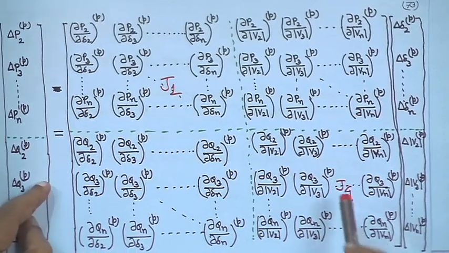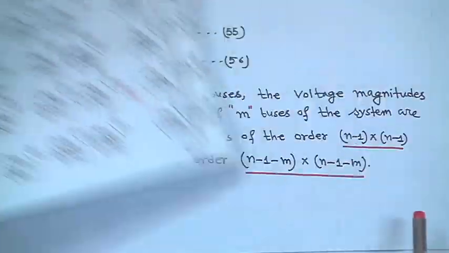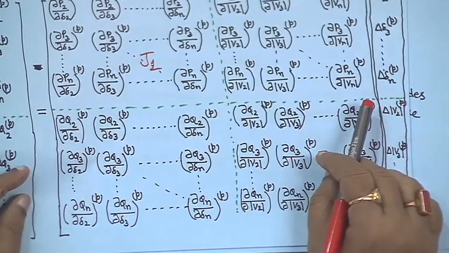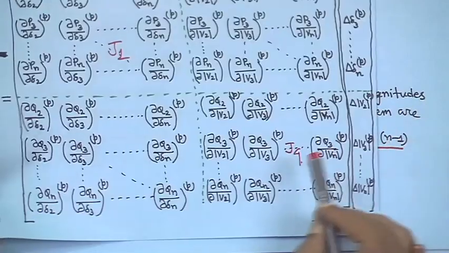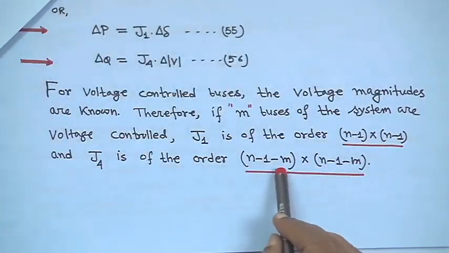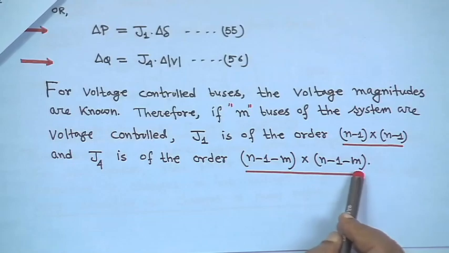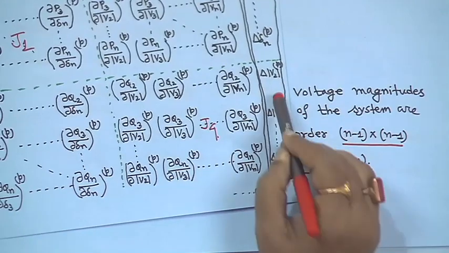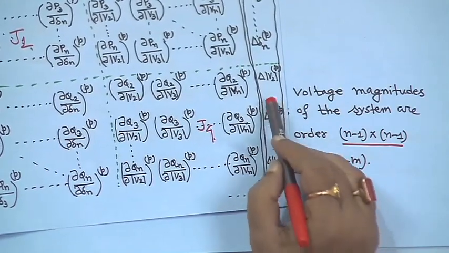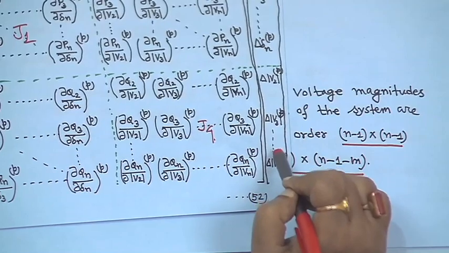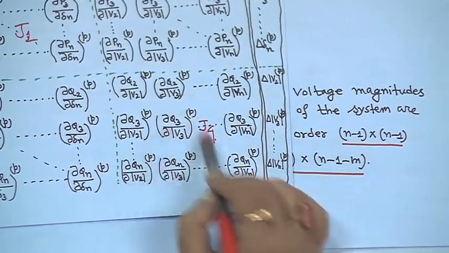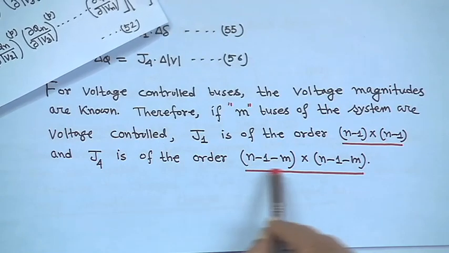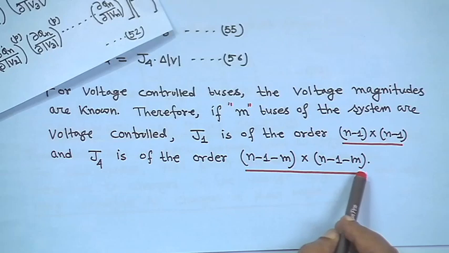But when you have PV buses, what will happen? Suppose in general you have an n bus system and you have m number of PV buses. Then the order of J4 will become n minus 1 minus m into n minus 1 minus m, because voltage magnitude is known, right. For the buses where voltage magnitudes are known, for PV buses, those delta V changes will not appear here, right. So, J4 is of the order of n minus 1 minus m into n minus 1 minus m, right.